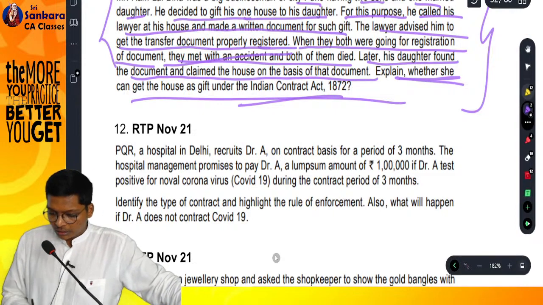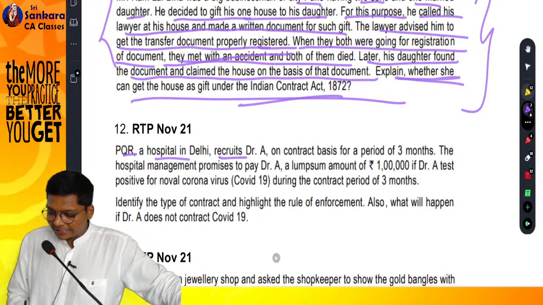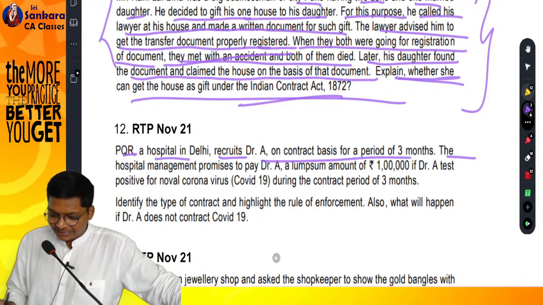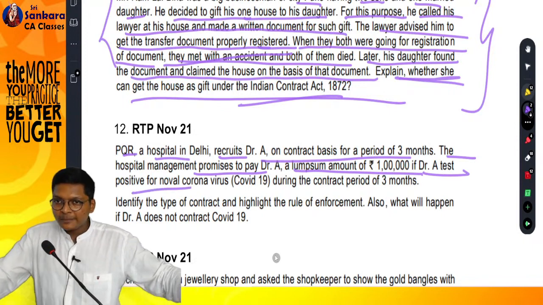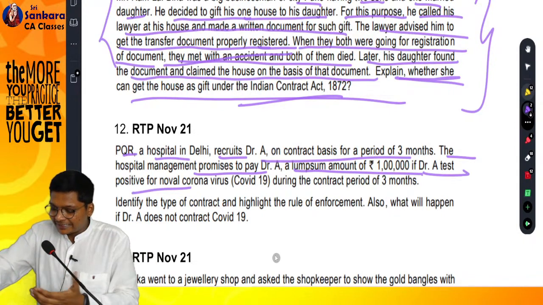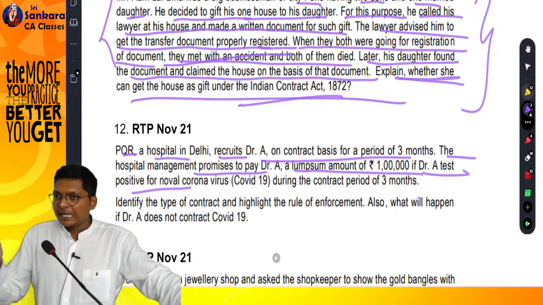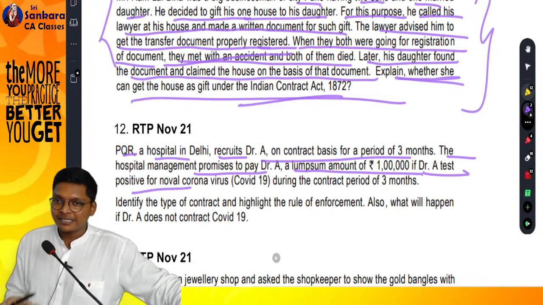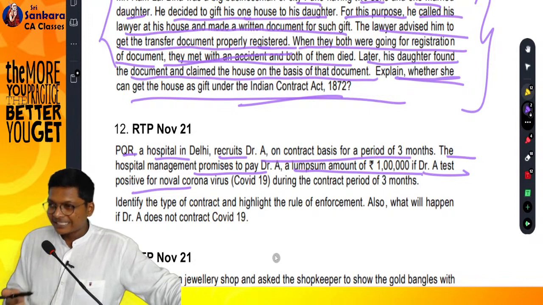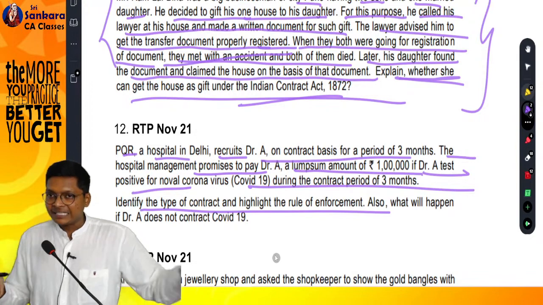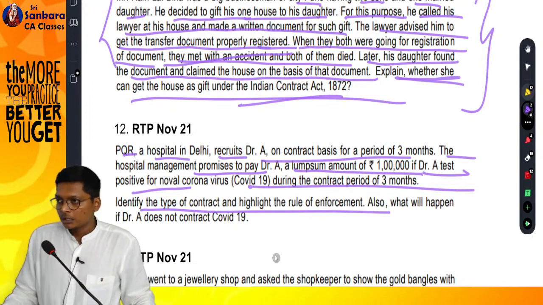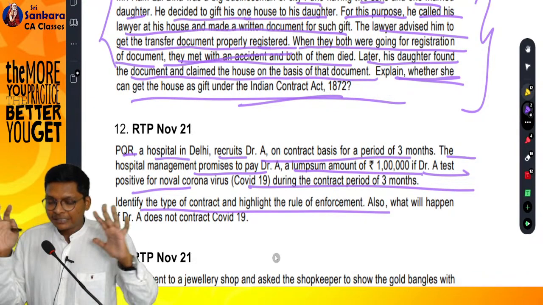TQR hospital in Delhi recruits A on a contract basis for 3 months. The hospital promised to pay a lump sum of 1 lakh if A tests positive for COVID. In COVID time nobody wanted to work. So they are saying, if you become positive, I will pay 1 lakh. Life is only important, but the question, okay. During the contract period, identify the type of contract. What is it? Contingent. I will pay you if you get COVID. If you don't get COVID, nothing to pay.